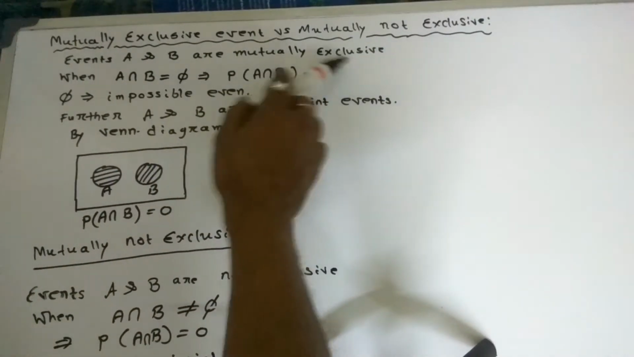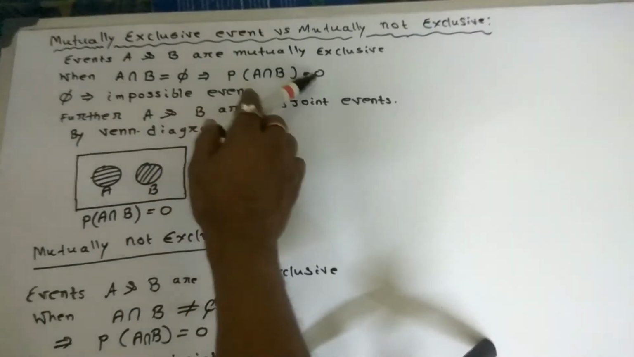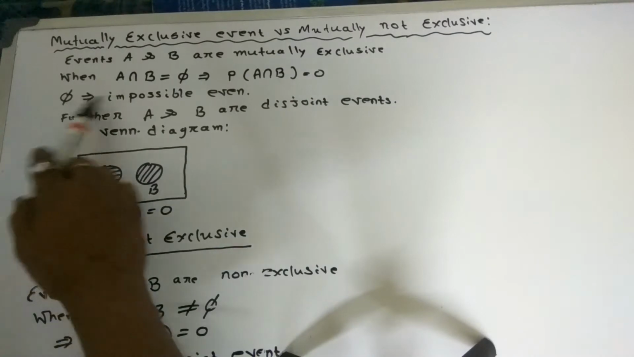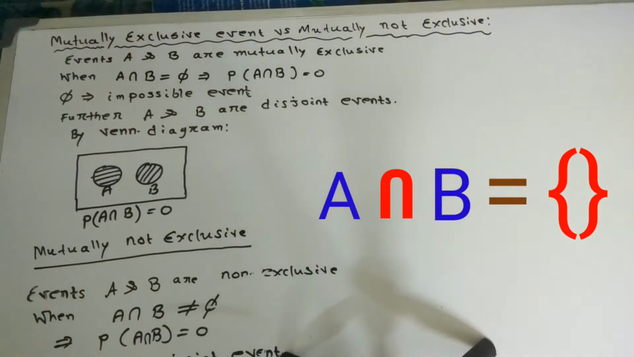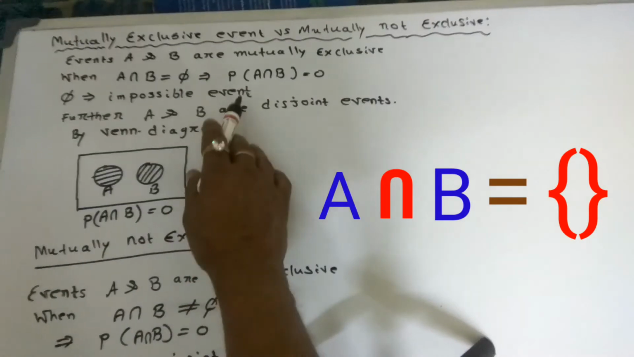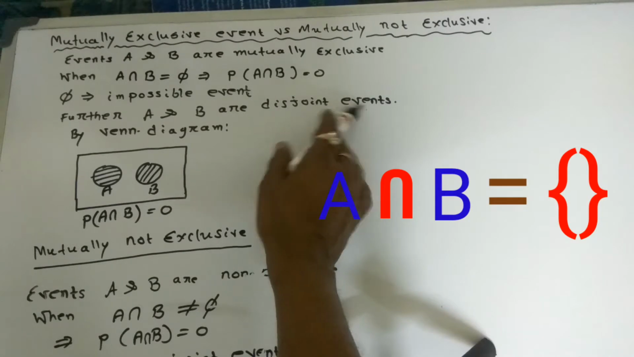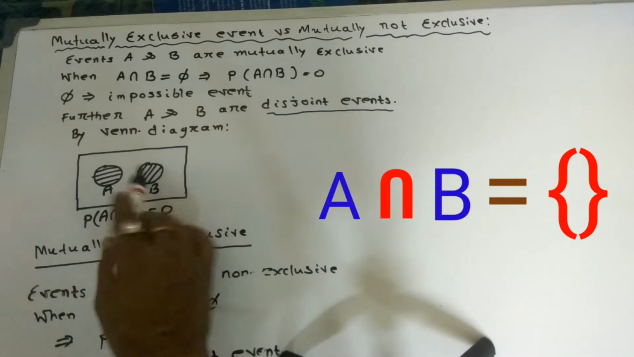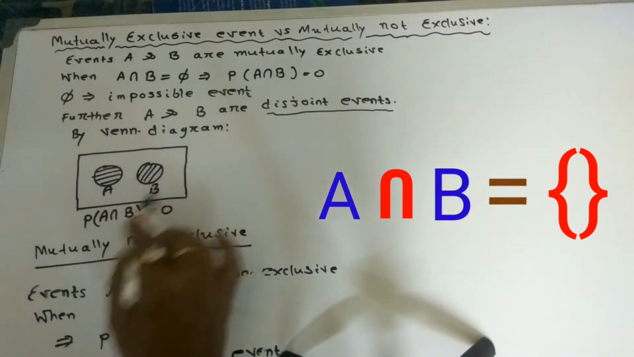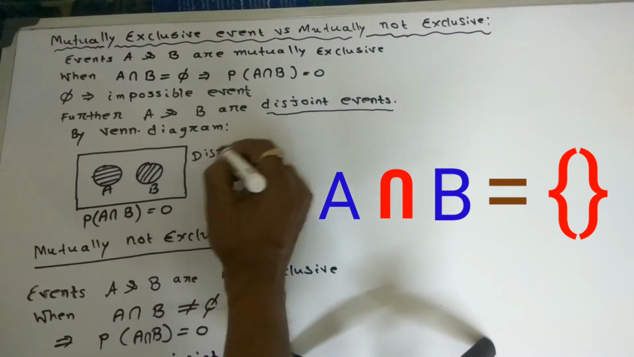Events A and B are mutually exclusive when A intersection B is phi, that is, the probability of them is 0. Phi is an impossible event. That means they are disjoint. See the Venn diagram. In the Venn diagram it is clear that A and B cannot happen simultaneously. They are disjoint. They cannot take place simultaneously, and hence A and B are disjoint.